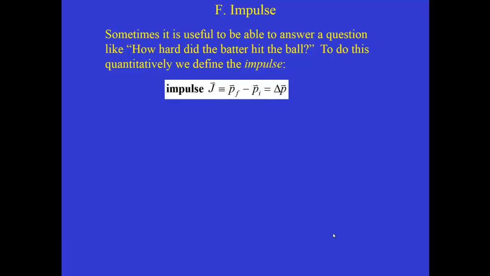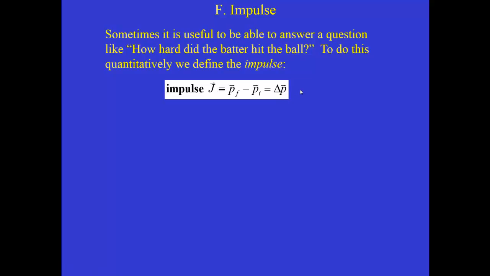And so the impulse is defined, and the symbol used for that is J, and it's a vector because it's defined as the final momentum of the system minus the initial momentum of the system. So it's just delta p. Remember, as we're going through this part of the course, that momentum is a vector.